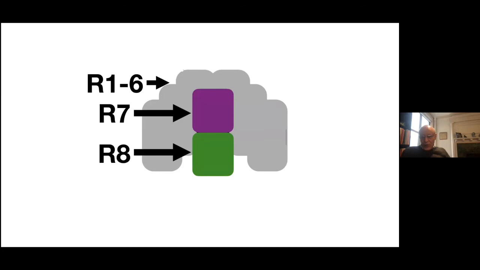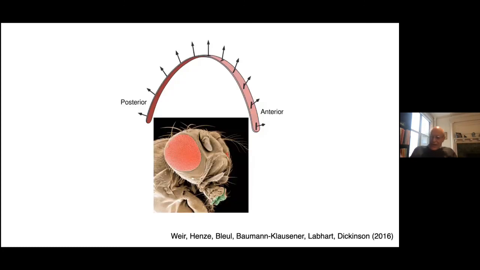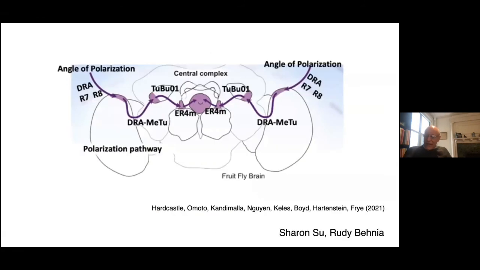And there are photoreceptors in the fly's eye at the top of its eye looking at the sky, these R7 and R8, that have orthogonal polarization sensitivities. They rotate as you go along the dorsal rim of the fly. And there's a pathway to carry this polarization signal in that has been studied in a very nice paper by Hardcastle. And Sharon Sue and Rudy Bainey and I are also studying the effect of this on the compass.